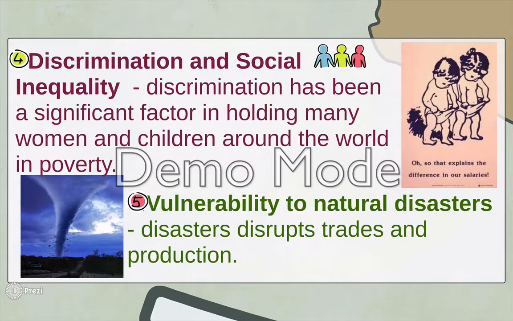Discrimination and social inequality. Discrimination has been a significant factor in holding many women and children around the world in poverty. Vulnerability to natural disasters. Disasters disrupt trades and production.